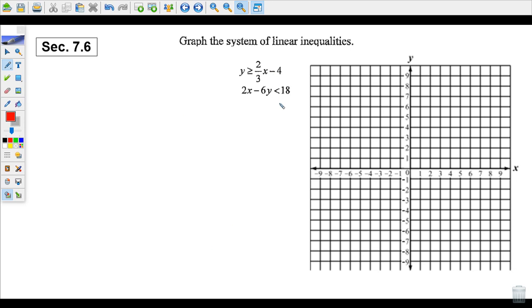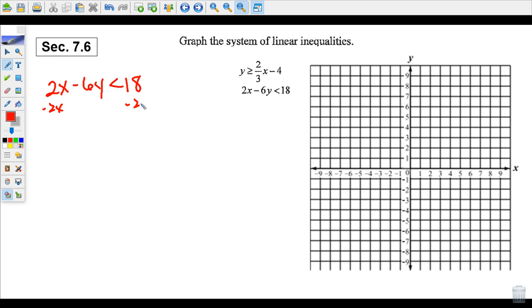Here we have a system of inequalities. So we're going to graph this. When we graph each inequality separately, we just need to realize it's an inequality, so there's going to be shading involved. This first one is already in slope intercept, that's helpful. I'm going to take the second one and rewrite it in slope intercept before I start graphing. That just really means get y by itself.